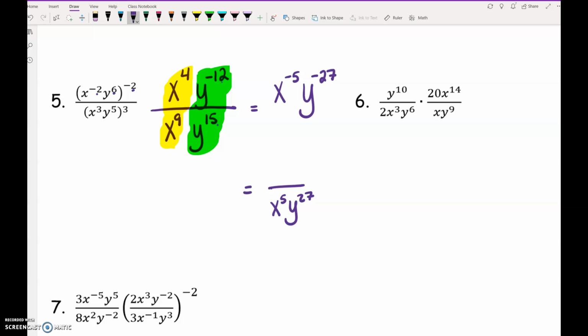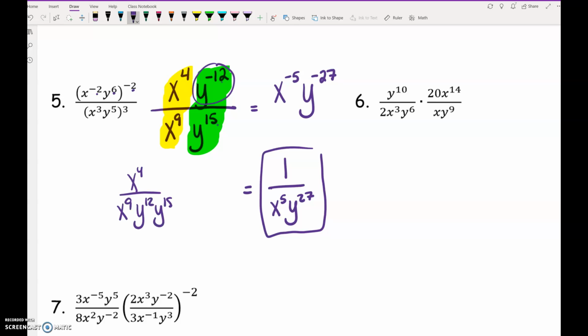We can't have the top have nothing, so what do we put on the top? A 1. Another way to do this is to realize that this y to the negative 12th needs to move to the bottom. So you'd have x to the 4th over x to the 9th, y to the 12th, y to the 15th. Those would combine to get you the y to the 27th on the bottom. These 4 x's would cancel out 4 of the 9, leaving you with 5 left over on the bottom. So there's a couple different ways that you can think about that as you're simplifying.